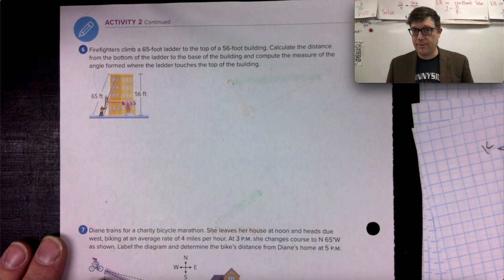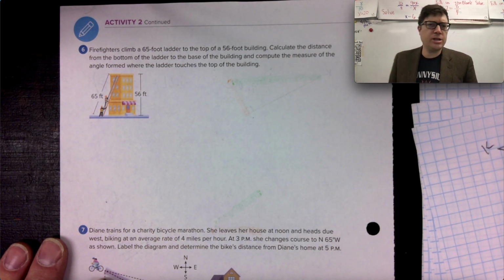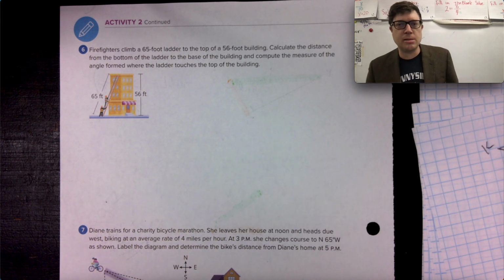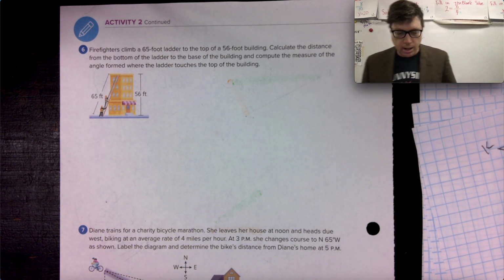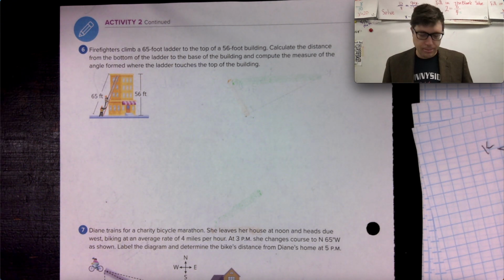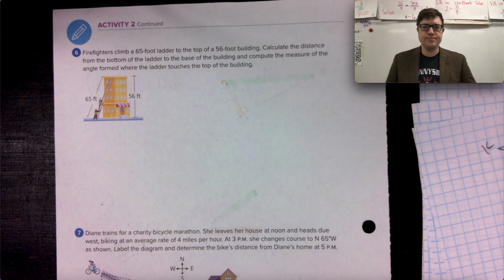5-foot ladder to the top of a 56-foot building. Calculate the distance from the bottom of the ladder to the base of the building and then compute the measure of the angle formed where the ladder touches the top of the building. Bring in the highlighters for this problem.